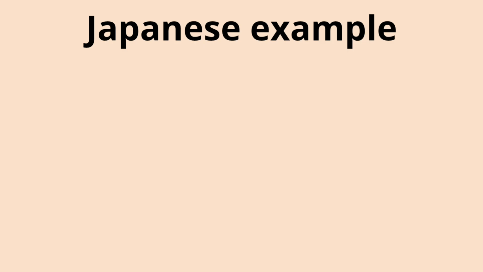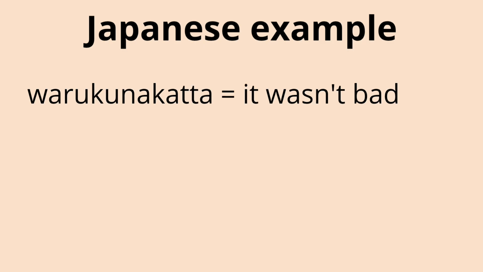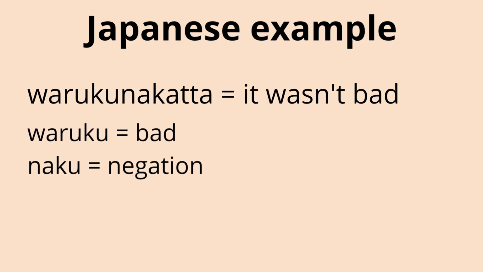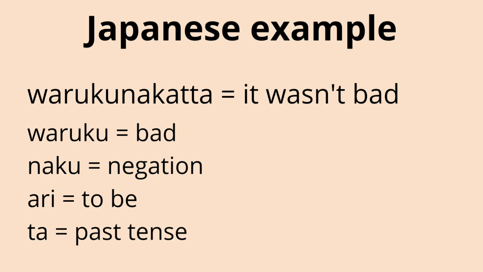Even when words get contracted, as in Japanese, the structure is still clear. Take waruku nakatta, it wasn't bad. Waruku means bad. Naku is for negation. Ari in this context means something like to be. And ta is for the past tense. All those elements are packed into one long word, waruku naku ari ta, contracted into waruku nakatta.